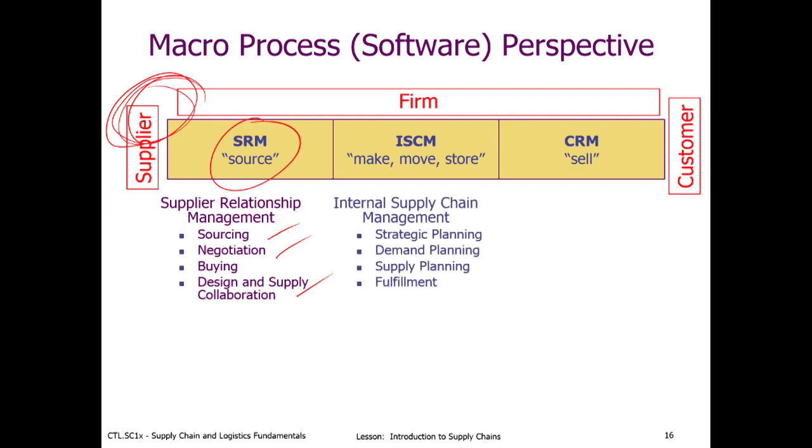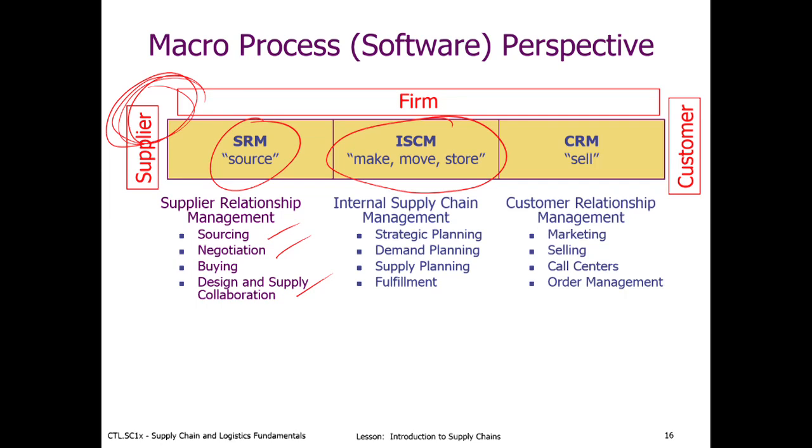The next category, internal supply chain management, is all the things that the firm needs to make, move, and store its own products, the logistics within the firm. So you can think about strategic planning, fulfillment, transportation management, inventory management, all those kinds of things that the firm needs to, again, manage its own internal supply chain. And then the last bucket is dealing with the interface between the customer and the firm. This is customer relationship management, and it deals with marketing, selling, call centers, order management, anything dealing with the customer.